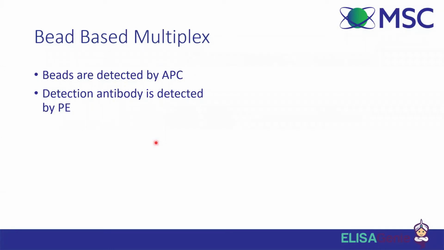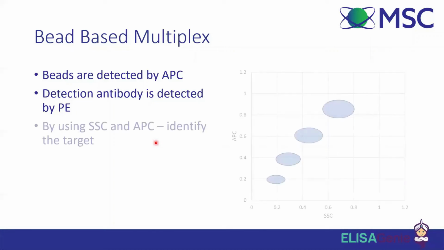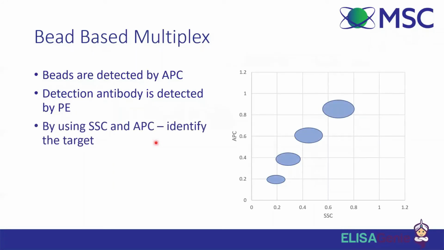So when you do your ELISA like you would normally, and then when you're detecting it on the flow cytometer, you'd first gate, should we say, or separate by using size scatter and APC to identify the target. So for example, this one is bigger and it's got more fluorescence intensity. So like I said, this could be TNF alpha, this could be R10, because it's got less fluorescence intensity.